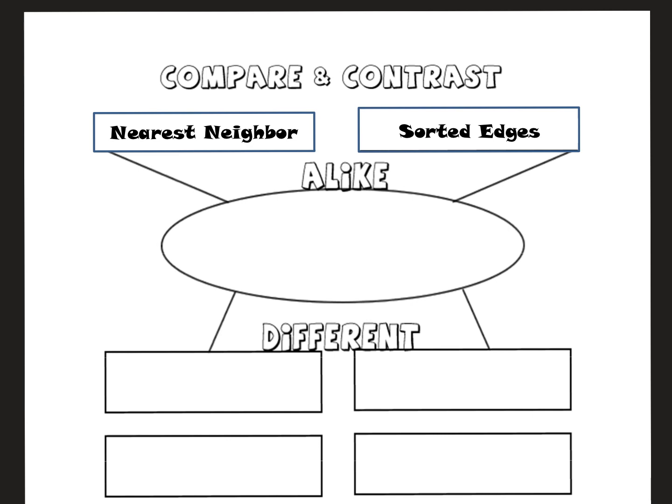Yeah, they both start and end at the same vertex. So we're on page 21. So they both start and end at the same vertex. And what did we call this when your graph starts and ends at the same vertex? What do you guys remember? Yeah, it's called a circuit.